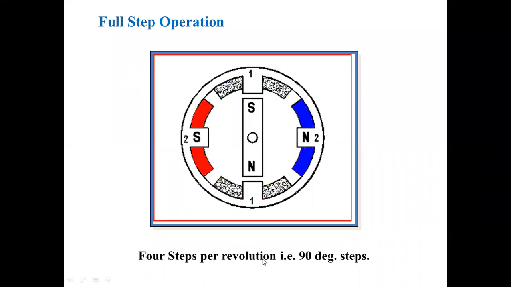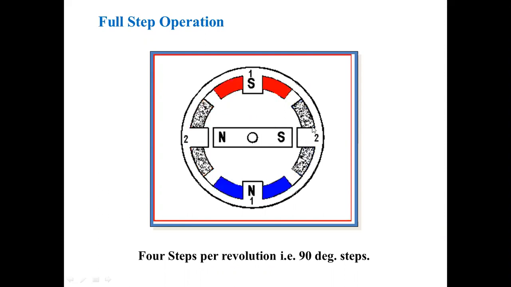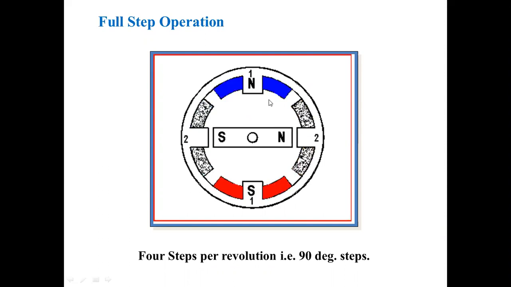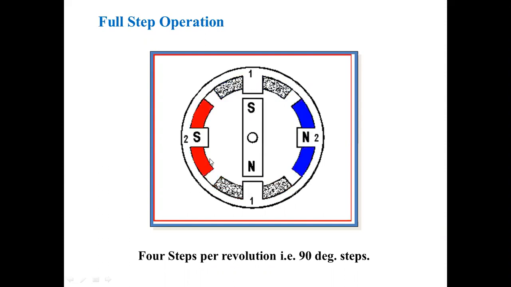Suppose you consider a full step operation: four steps per revolution. If you observe the rotor rotating, the north pole is shown in blue and the south pole in red. The stator coils change each time with a 90 degree displacement. Therefore, the rotor also rotates with a step angle of 90 degrees. This is considered the full step mode of operation.